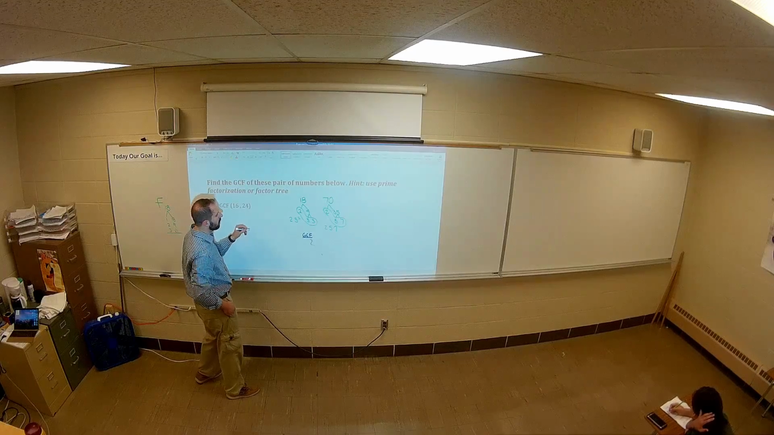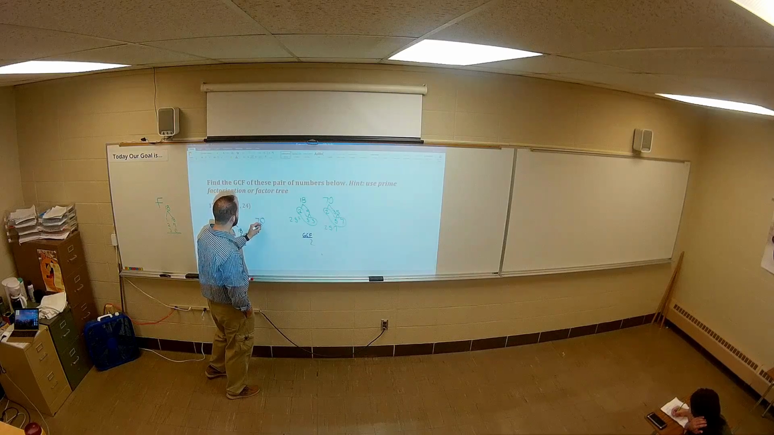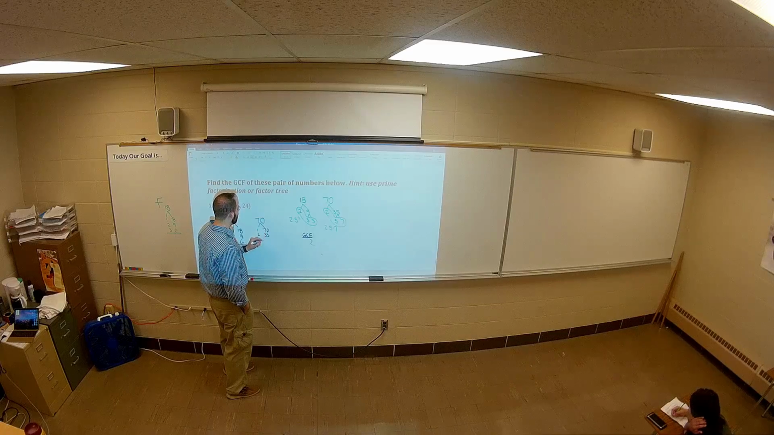If you're going to do it by factor tree, you break up the numbers into the different factors. So 1 and 18, 2 and 9, 3 and 6, those are factors of 18. 70's factors are 1 and 70, 2 and 35, 5 and 14.